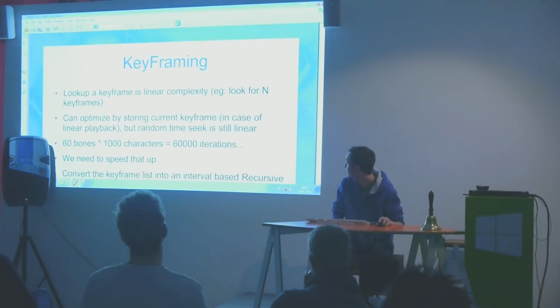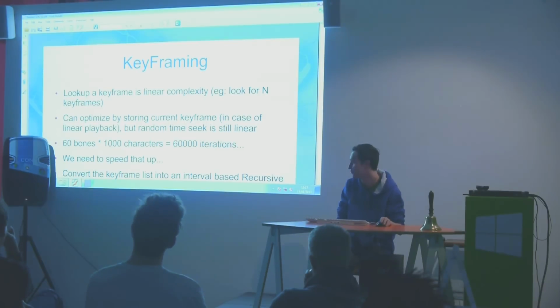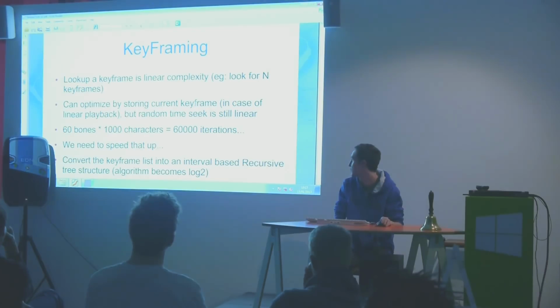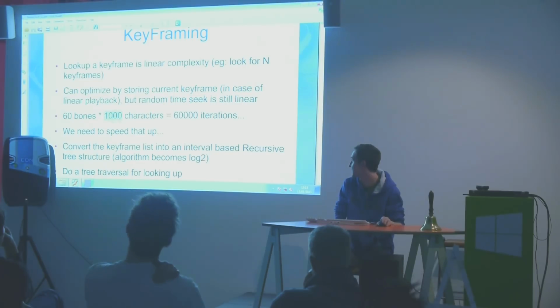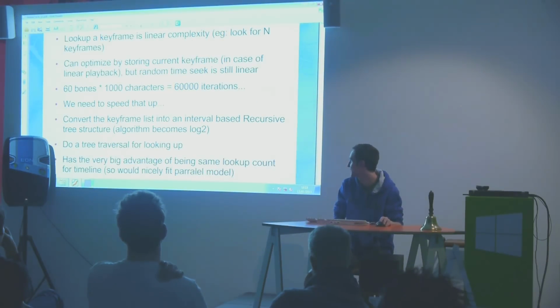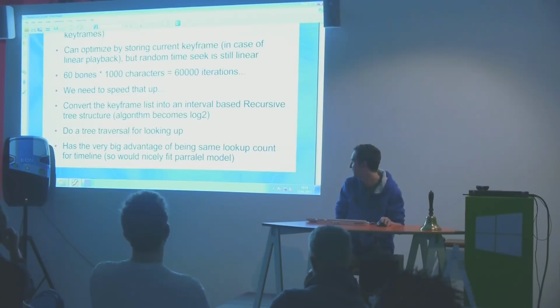Keyframing comes with a little issue first. When you look up a keyframe, it's linear complexity, which means if you have 1000 keyframes, you potentially do 1000 iterations to find where you are on the timeline. You can optimize it by storing the current keyframe for linear playback, but for random time access you go back to this linear thing. If you have 60 bones on 1000 characters, it's already 60,000 lookups, which is not that great. So for this, I've converted the keyframe list into what's called an interval-based recursive tree structure.